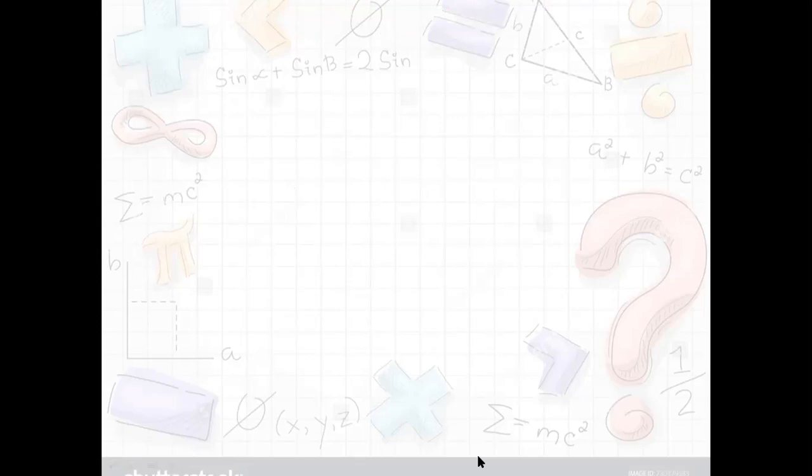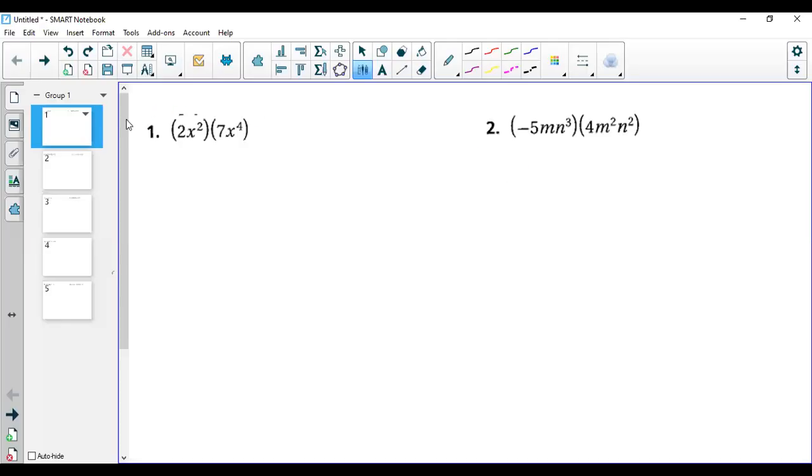Okay, let's start with this question here. Now, this is a very easy question compared to what we already saw. So you're just going to multiply only the bases first. So that's going to be 2 multiplied by 7. If you want, you can write it down, 2 multiplied by 7 first. And then you will multiply x squared multiplied by x to the power of 4. So this is what you're going to be solving.